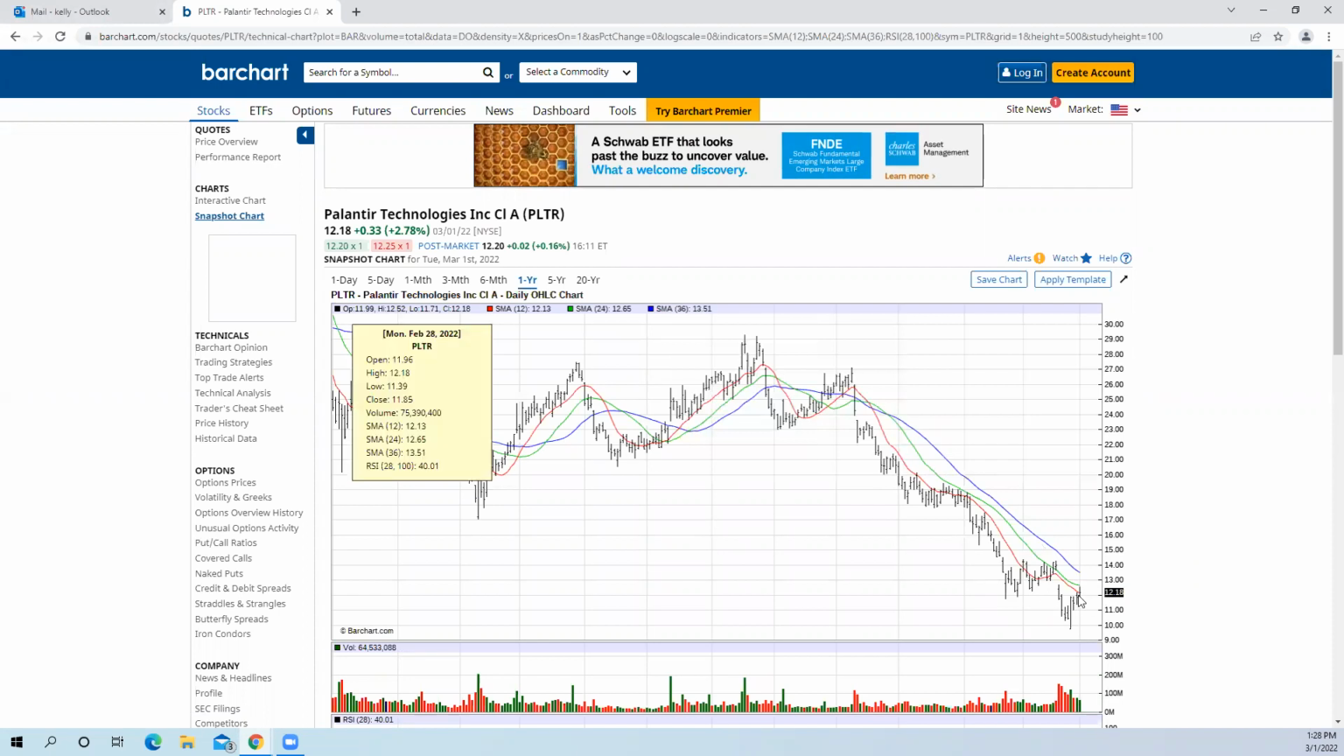But if you want to take a chance, if you're speculating, you got the first sign to go in when it broke above 12.13. Next sign would be 12.65. And then, of course, 13.50.